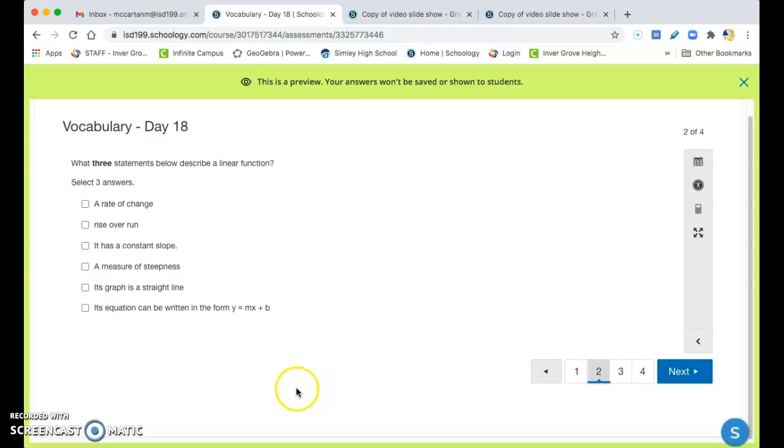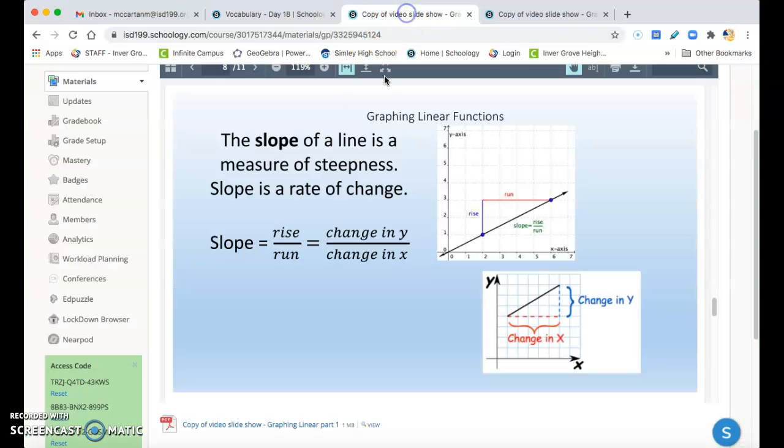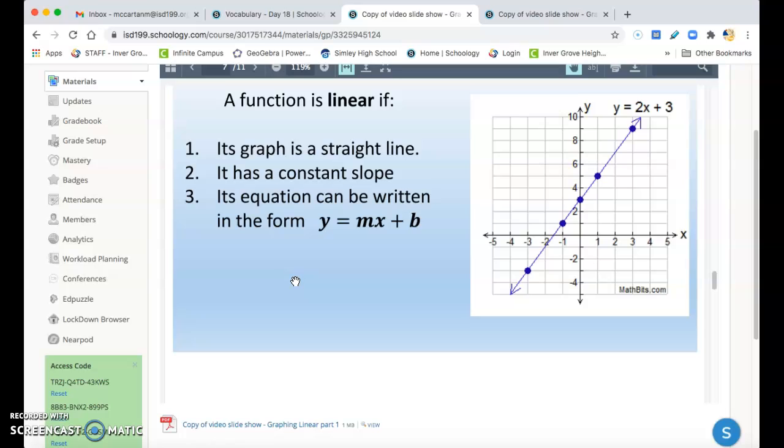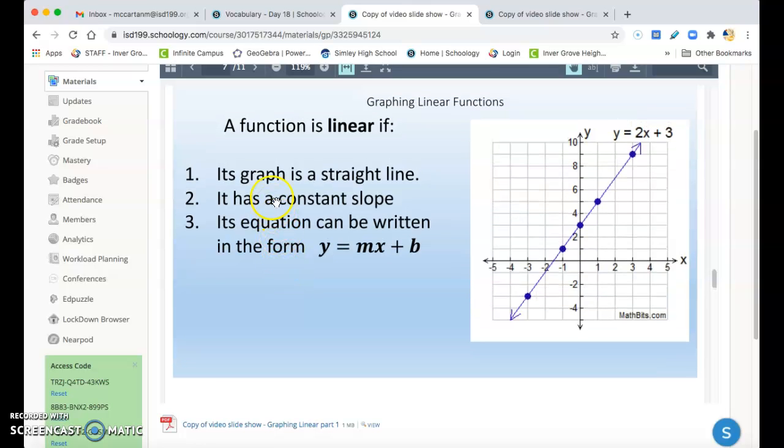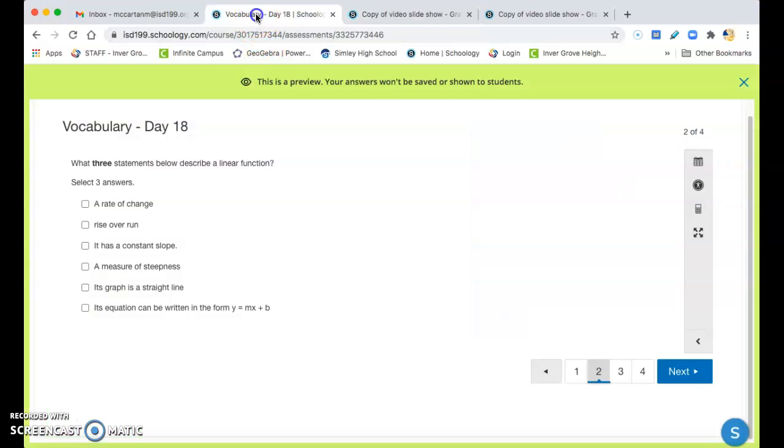All right, next. 3 statements about linear functions. Okay, we just saw that. I'm going to go back. It was right here. 3 things about linear. Its graph is a straight line. Has a constant slope. Its equation can be written as y equals mx plus b. Those 3 things right there. All right, that's the answer to this question. Find those 3 things. Okay, next.